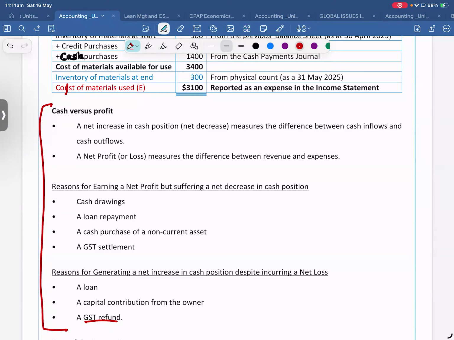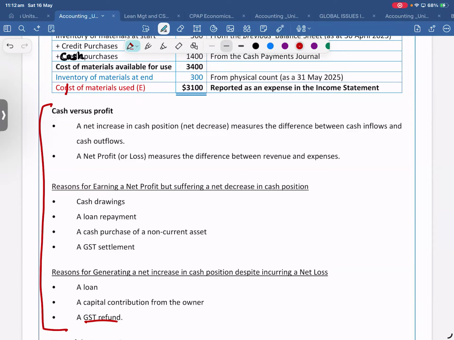Why? Because of three reasons. One reason is that some cash transactions don't affect profit, revenues and expenses. Then some revenues and expenses don't affect cash. Also, there are some items that affect both of them, but by different amounts. Like what we discussed: when we sold items, or sold inventory, or provided our service on credit, it's going to increase our profit, but not the cash.